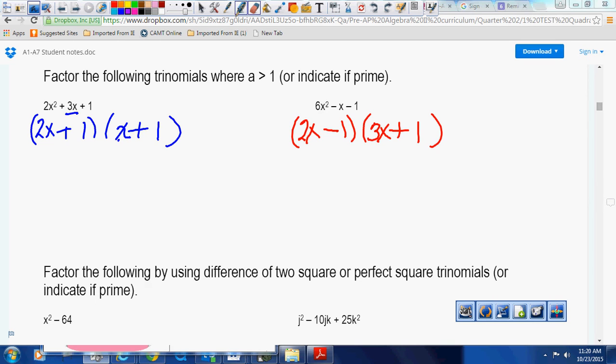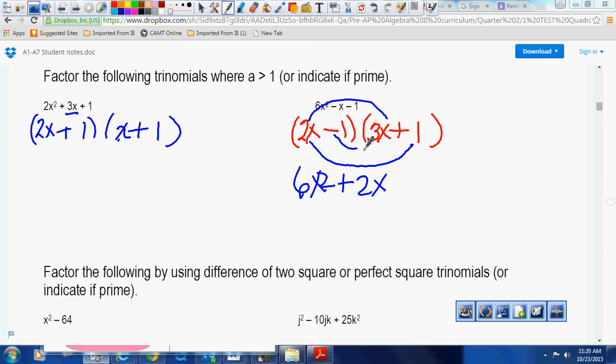Now, with that being said, I want you to understand you can always go back and test it. When you get an answer and you're not quite sure if you got the signs right, let's go back and test it, which is by foiling or by distributing both numbers. So I know 2x times 3x is going to give me 6x squared. And I know 2x times 1 is going to give me 2x.